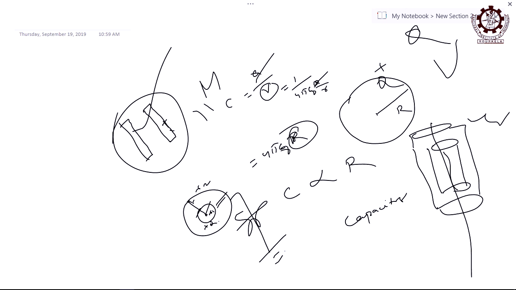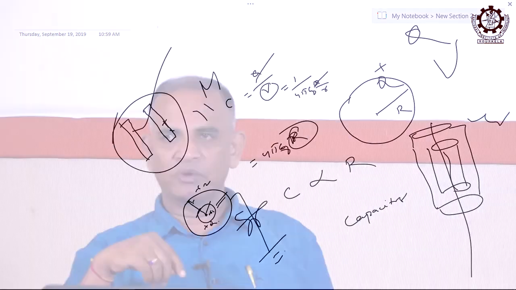Then how to estimate the capacity? You just tell the principle of how to proceed, so that you can estimate the capacity of this arrangement.